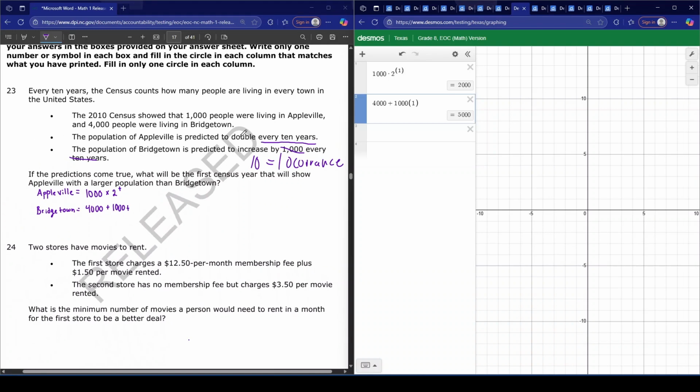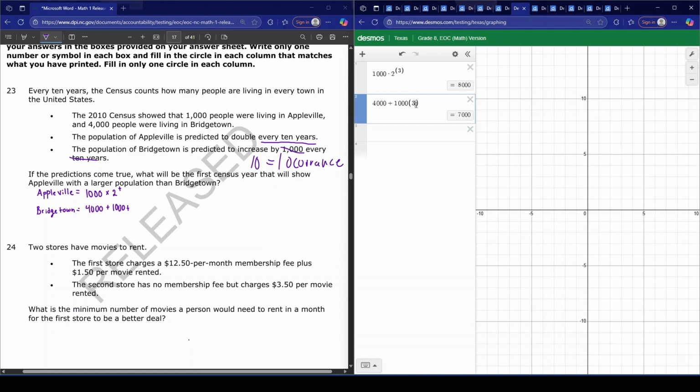In one occurrence, which is 2020, 10 years after the 2010 census, we have 2,000 people living in Appleville, but 5,000 people living in Bridgetown. But we want more people in Appleville than Bridgetown, so let's keep going. Two occurrences, 20 years after the 2010 census, so we're now in 2030. Again, 4,000 people in Appleville, not enough to surpass the 6,000 people in Bridgetown. So let's go one more.